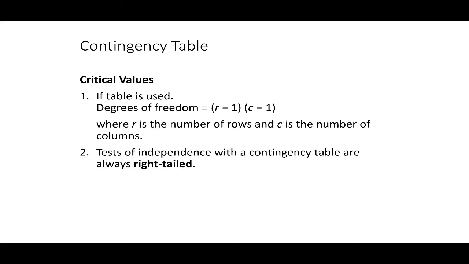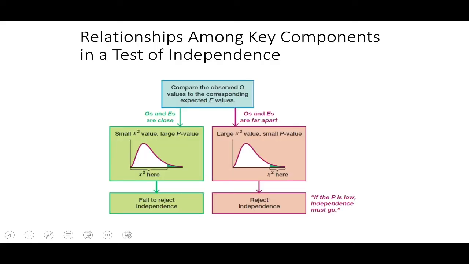We can also calculate the critical values. For the degrees of freedom, this is the formula we use: r minus 1, the number of rows minus 1, times c minus 1, the number of columns minus 1. And always keep in mind, tests of independence with a contingency table are always right tail. What does that mean? Observed and expected values are close when the chi-square value is small and the p-value is large. And observed and expected values are far apart if chi-square is large and p-value is small.